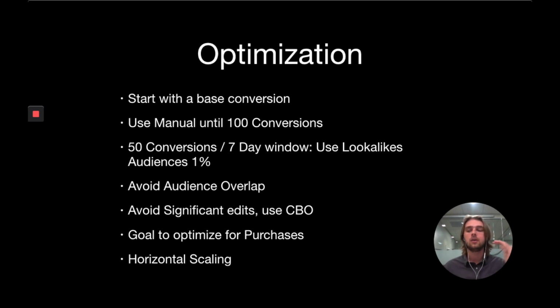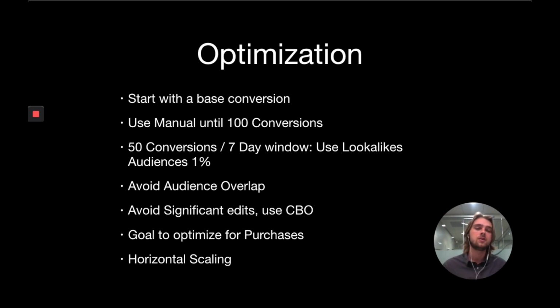So start with something a little lower in the chain like an add to cart or a view content or even visiting the website. Once you have 100 conversions of any event type, you can begin to use that as a targeting option as well as an optimization event. The ideal optimization level, though, is that if you have 50 of that event conversion in any 7-day window consistently, then you're ready to use lookalike audiences.